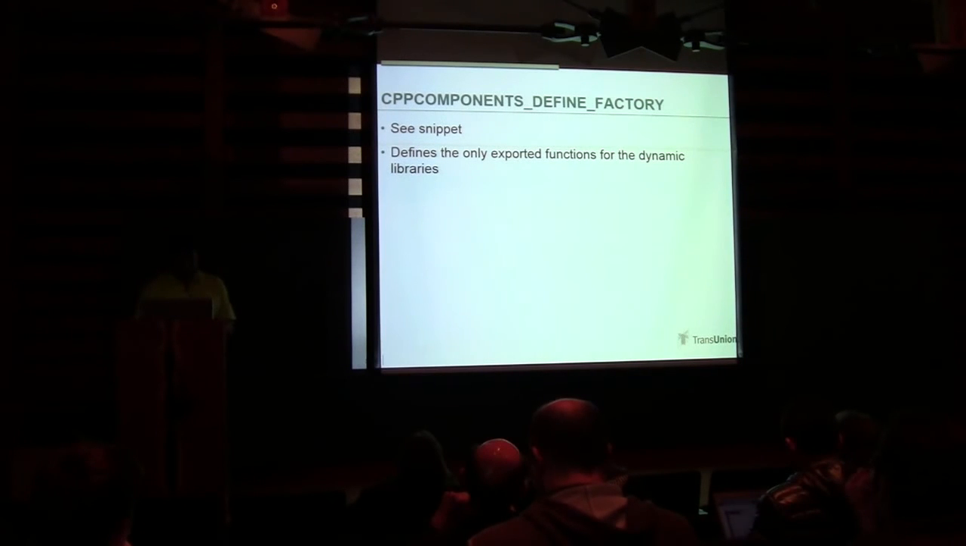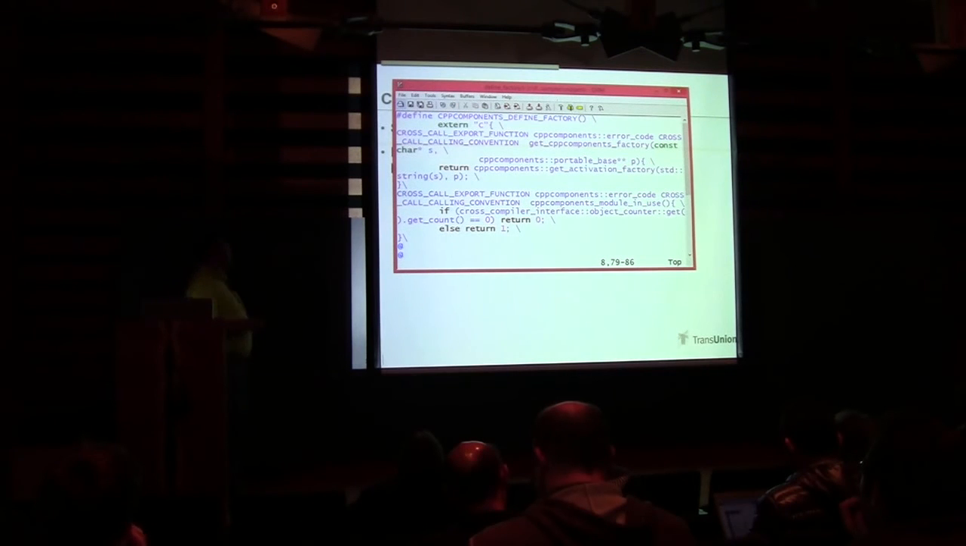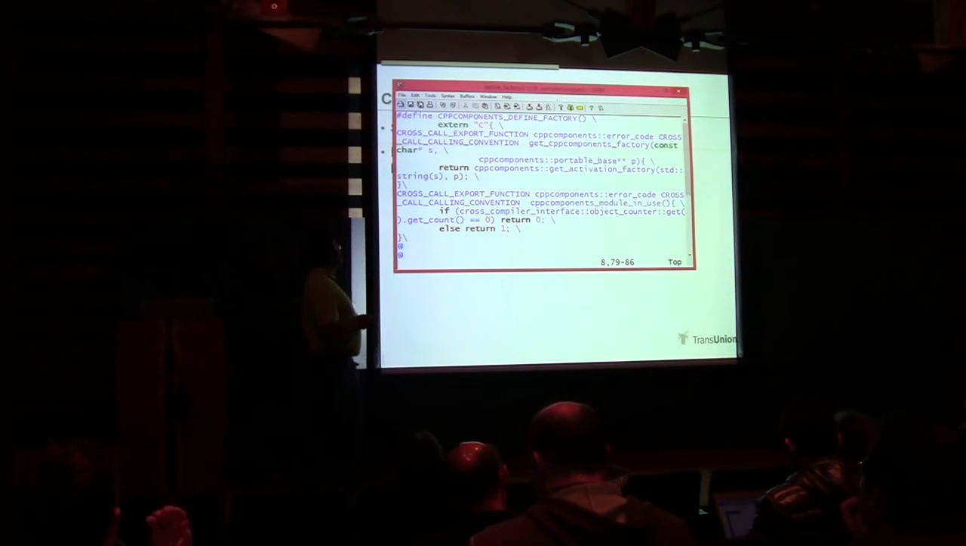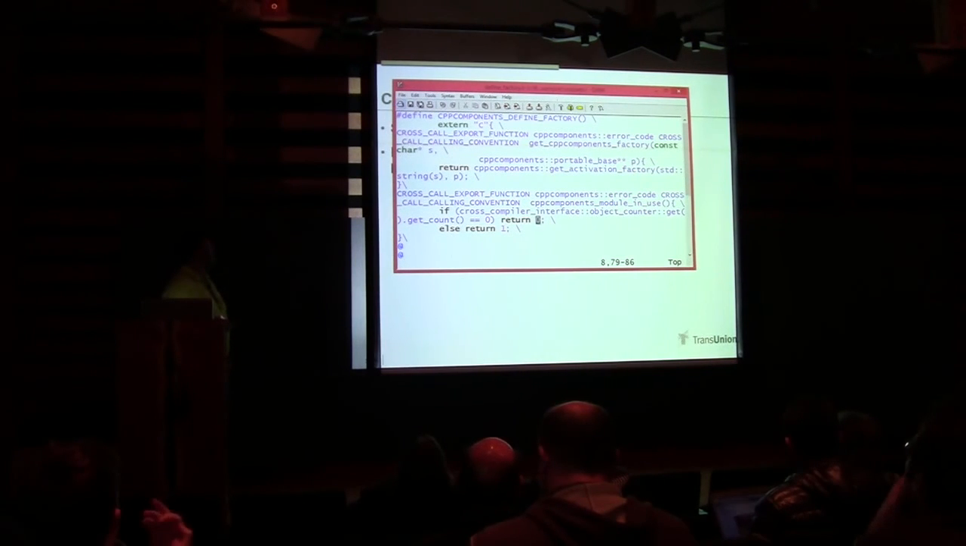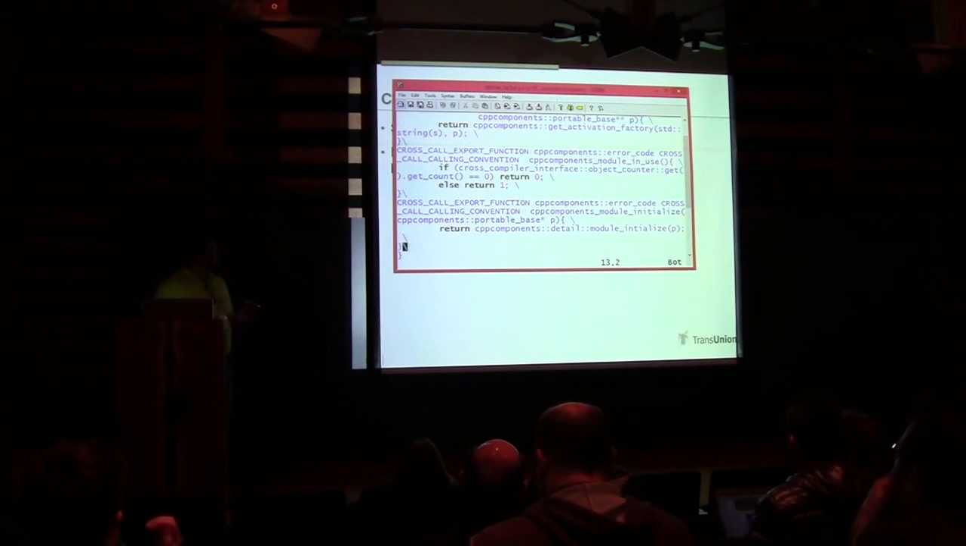CppComponents define factory. So this is what it looks like. It's a little bit long. All right, so this defines our exported functions. These are the only three functions that actually get exported from the library. So basically something called getComponents factory that says, hey, pass me a character string, get me back the components factory, get me back something that'll provide the factory and static interfaces. Something that says, hey, am I still in use? Are there outstanding reference counts? And then the last one is basically to say initialize it, module initialize, and then we'll go over what those are used for in a little bit.